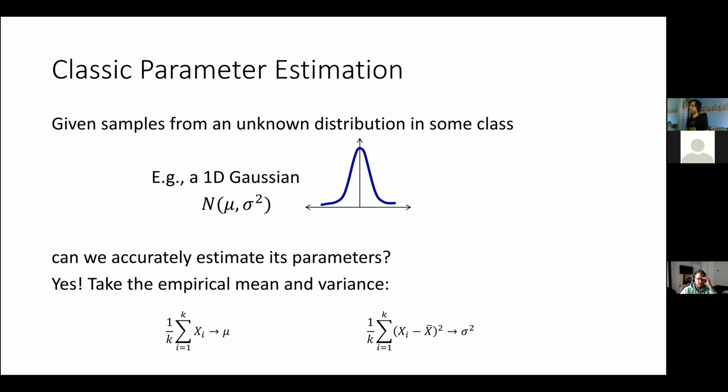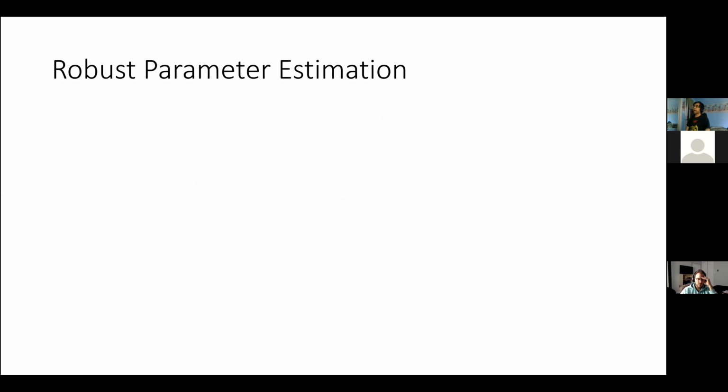So this is very easy in the non-robust setting. We can just take samples, take the empirical moments. Not a problem at all. However, things get more complicated when we switch to the robust setting.